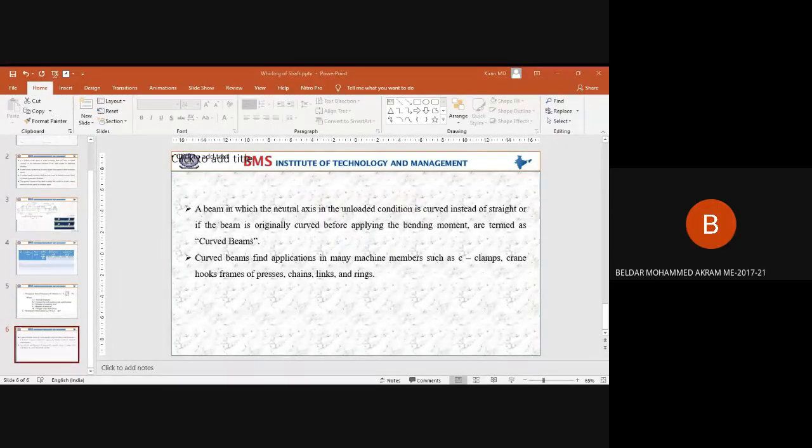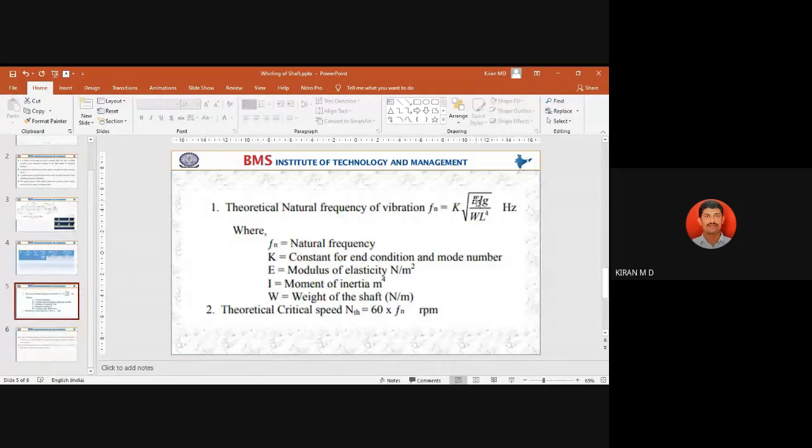Yes, sir. Okay, now I will play the video of how to conduct the experiment. You note it down, you observe the video. Then after this video, I will update whatever observations I told you: diameter of the shaft, length of the shaft, and weight of the shaft. This E, W and L, K value, I will put into the Google Classroom.